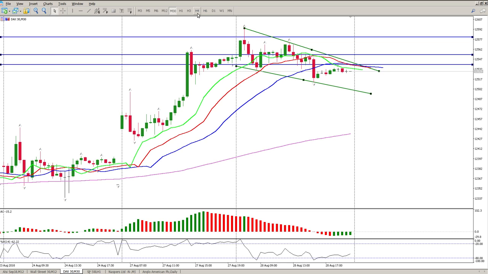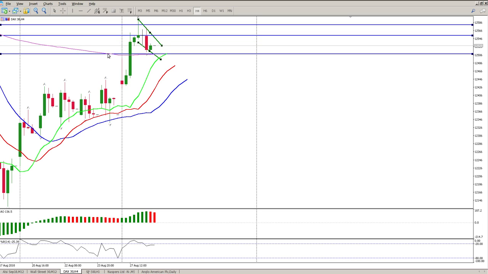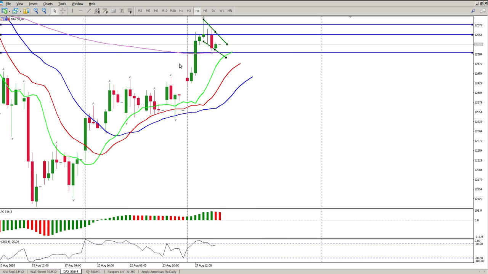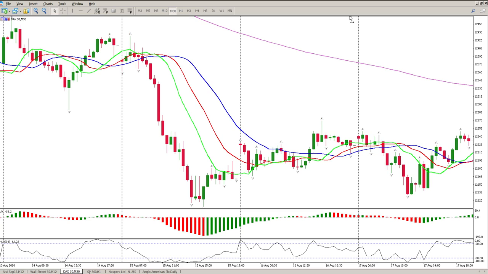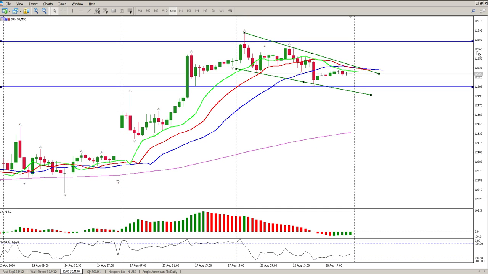Just want to have a look at the 4 hour. So nothing really on the 4 hour, except we have the 4 hour 200 moving average here. So delete that. Come back to the 30 minutes, and that's that. There's nothing else that I can see.